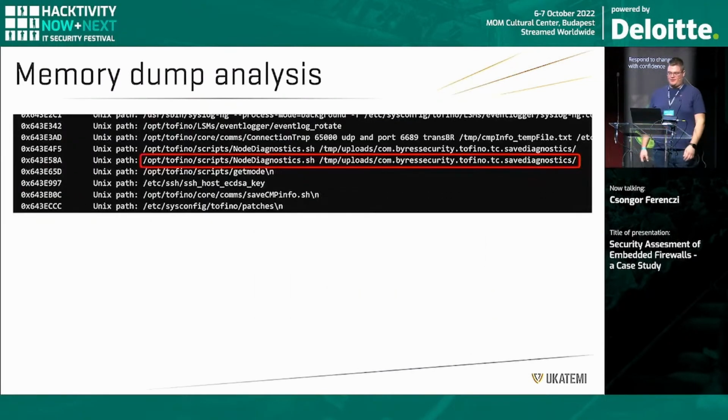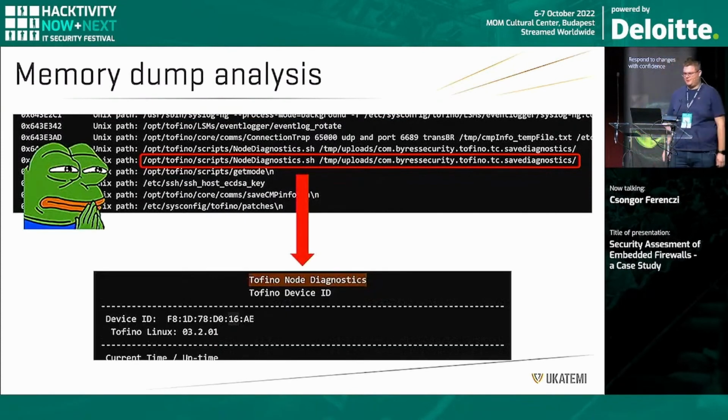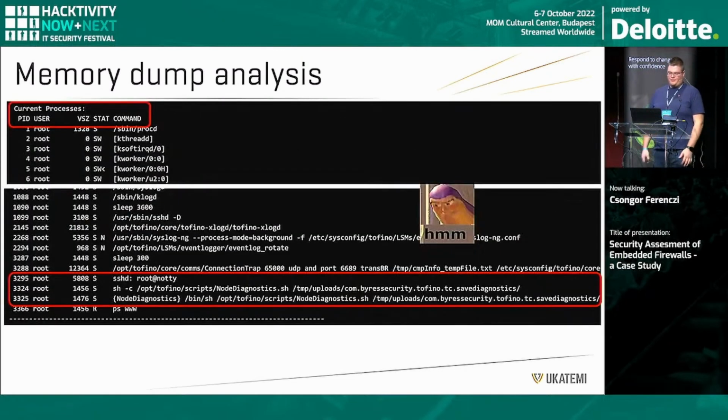And we also found an interesting path pointing to a shell script called node diagnostics. Could it be that this node diagnostics shell script is responsible for creating the text we are seeing? Well, if we look further, we find a list of running processes, which includes an entry where the node diagnostics path is passed to sh, which executes it in a new shell. And as you can see, this new shell is running as root.